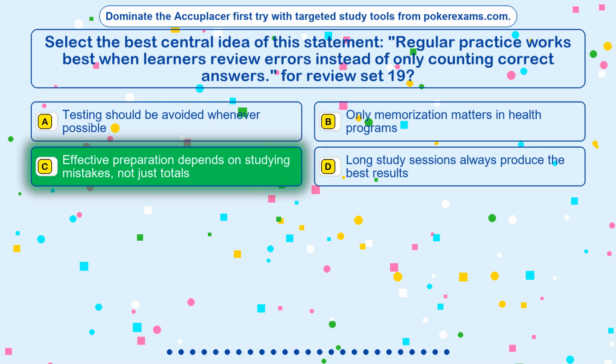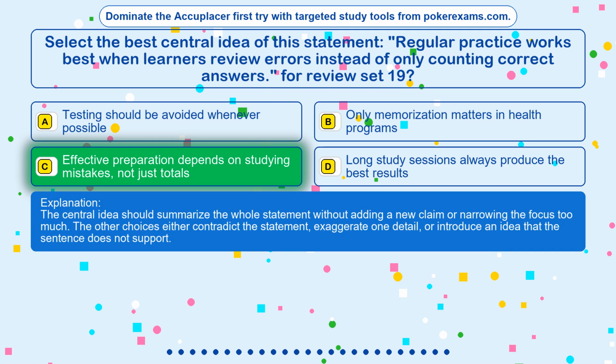The correct answer is option C. Effective preparation depends on studying mistakes, not just totals. The central idea should summarize the whole statement without adding a new claim or narrowing the focus too much. The other choices either contradict the statement, exaggerate one detail, or introduce an idea that the sentence does not support.